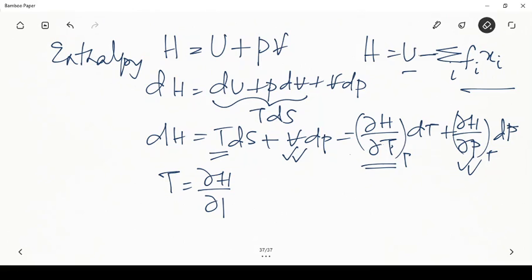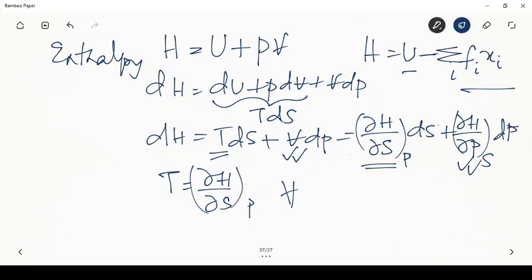Basically it's an expression of S and P that I have written in terms of T and P. So dH is equal to del H by del S dS plus del H by del P dP, where this is at constant P and this is at constant S. So again here, T is del H by del S at constant P, and V here is equal to del H by del P at constant S. So this is equation number 4, and this is equation number 5, let me say.